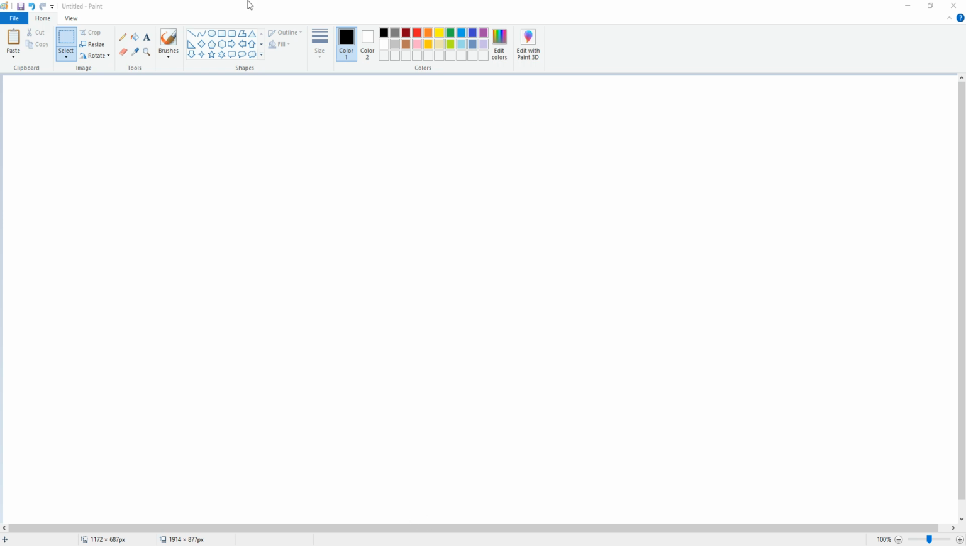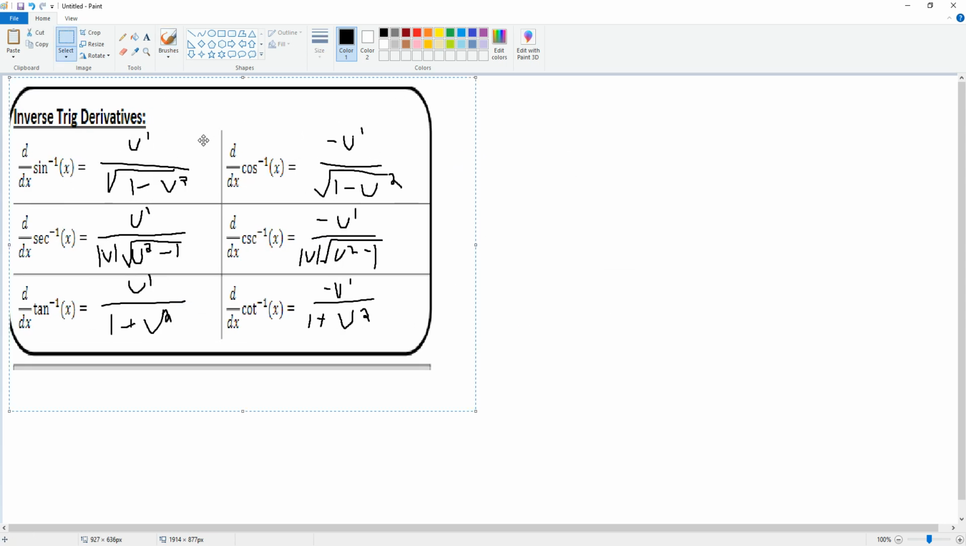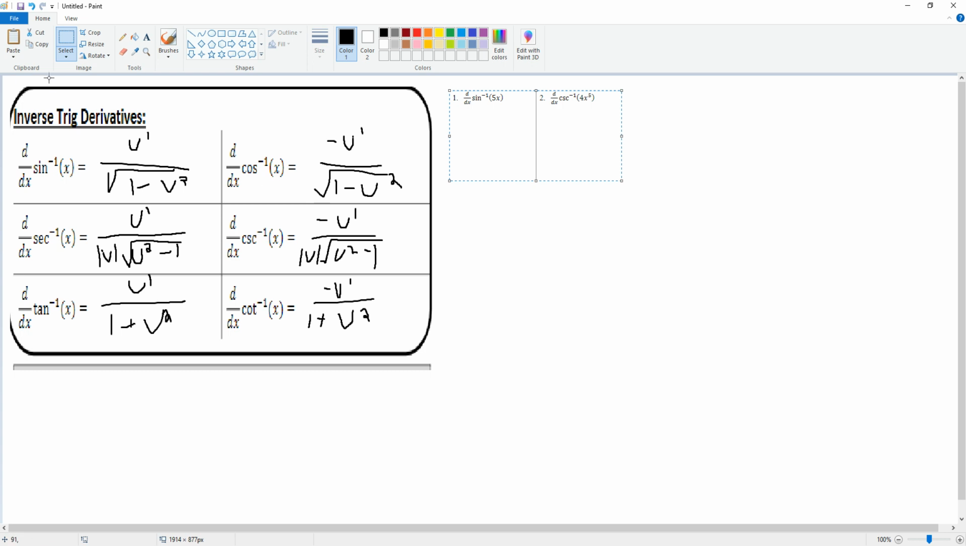Let's go into some practice. Alright, we're going to have two problems, and we're going to solve them. Here are the two problems I have, 1 and 2. Let's move this over here so you can see it, and let's solve these.